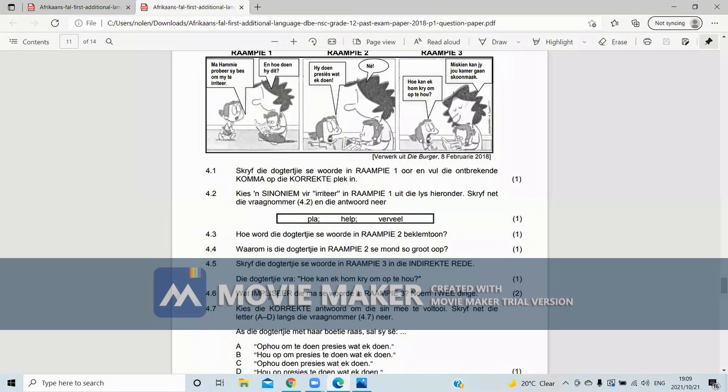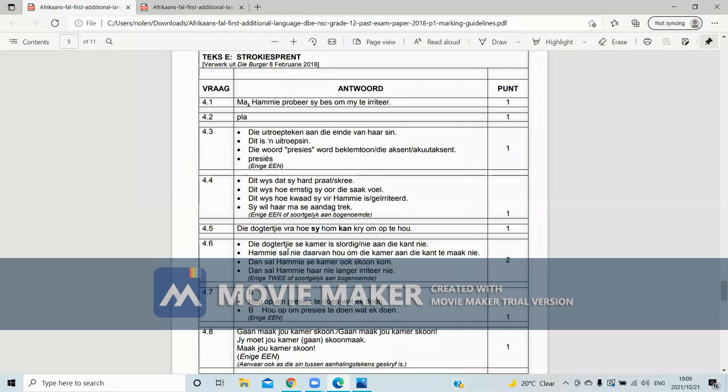Okay, next one. Wat impliseer die ma se woorde in rampie 3, noem 2 dinge? What does the mom's words in frame 3 imply? Name 2 things. One, that the girl doesn't clean her room, and that if she had to clean it, the boy would stop doing what she does. So die dogtertjie se kamer is stadig nie aan die kant nie. So the girl's room is messy, it's not tidy. Hammy sal nie daarvan hou om die kamer aan die kant te maak nie. So Hammy wouldn't like to tidy up his room. Dan sal Hammy se kamer ook skoon kom, because then Hammy's room will also be clean. Dan sal Hammy haar nie langer irriteer nie. So any one of those 4.